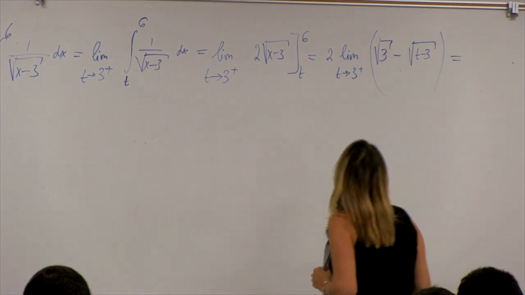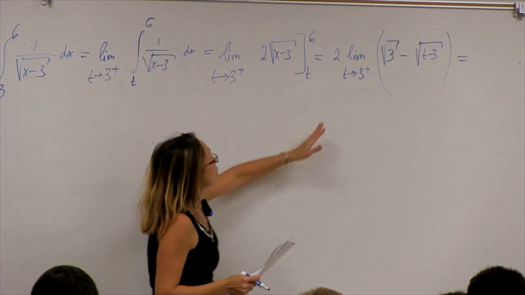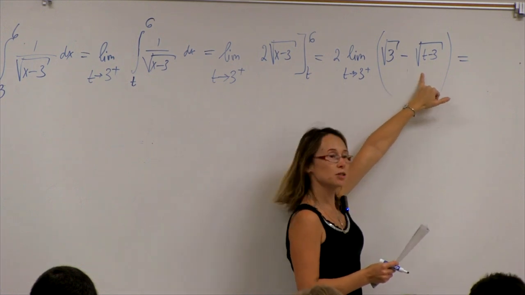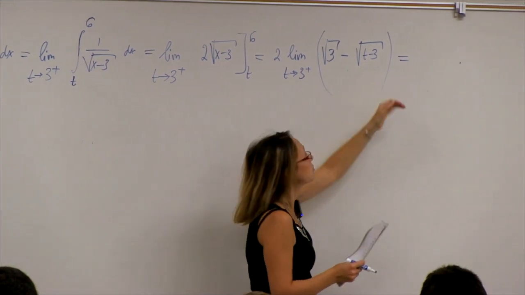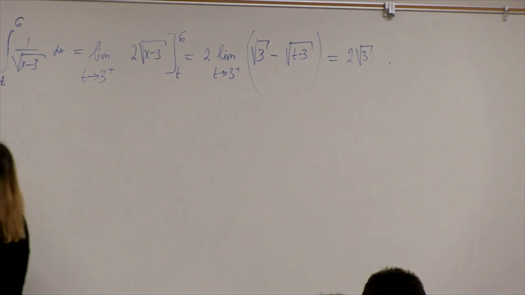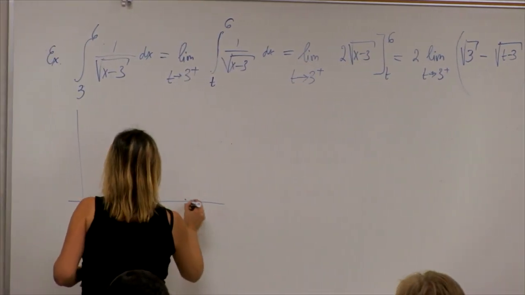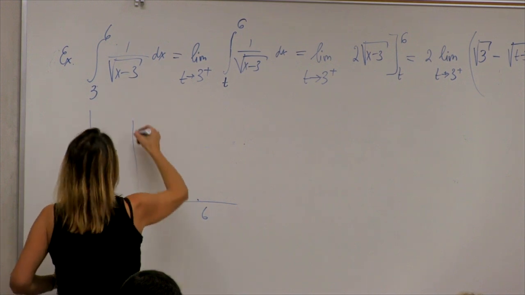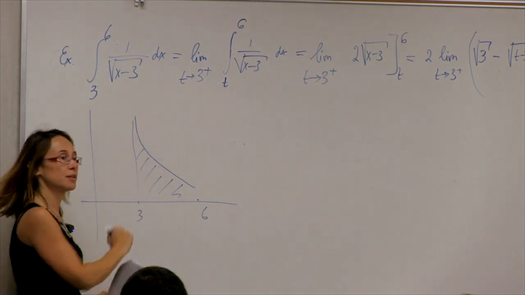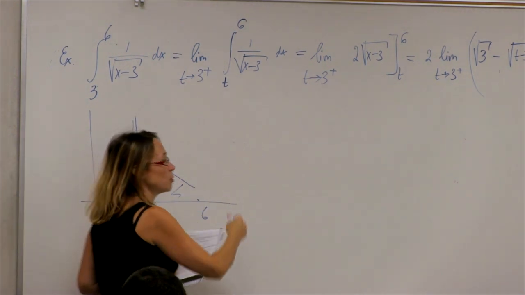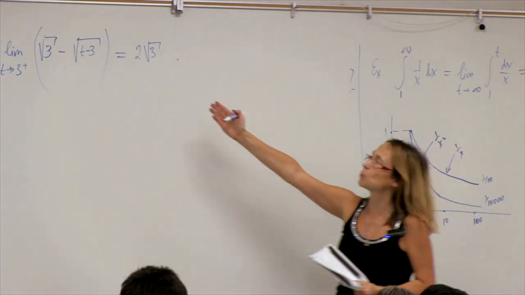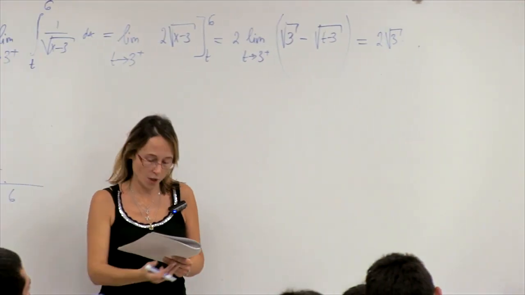So what's the limit? t goes to 3. So this is a constant. What's the limit of this expression? 0. So the answer is 2 square root of 3. Let's draw a picture here, actually. This is 3, this is 6, and we have 1 over square root. So in principle, we do have one of these shapes, right? It does have a vertical asymptote, but it happens to be a convergent integral. And it's difficult to say in advance, right? We don't know until we take the limit whether it's going to sum up or not.